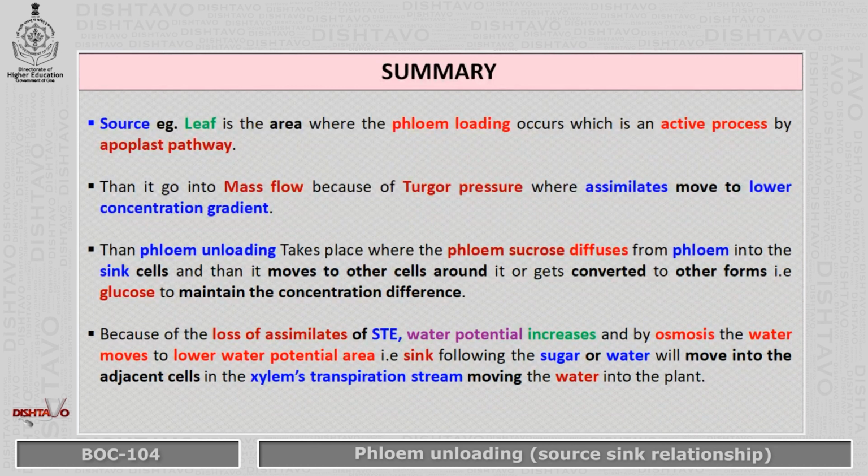Because of the loss of the assimilates of the sieve tube element, water potential increases, and by osmosis the water moves to the low water potential area, that is the sink, following the sugar, or water will move into the adjacent cells in the xylem's transpiration stream, moving the water into the plant.